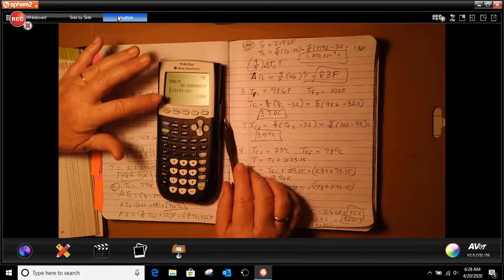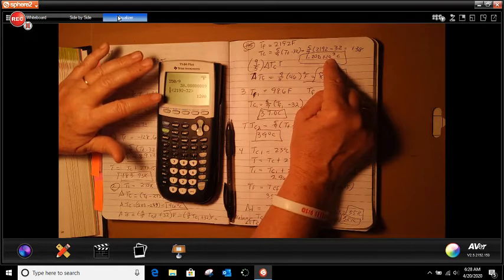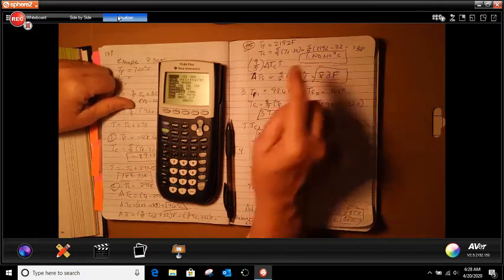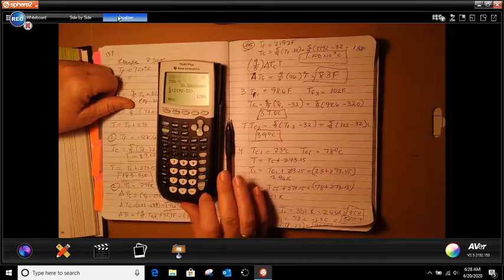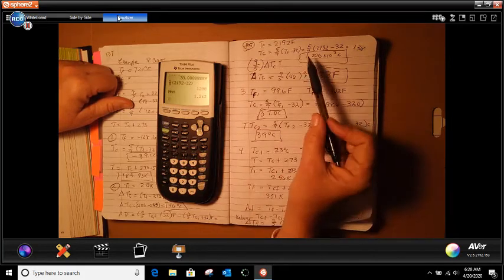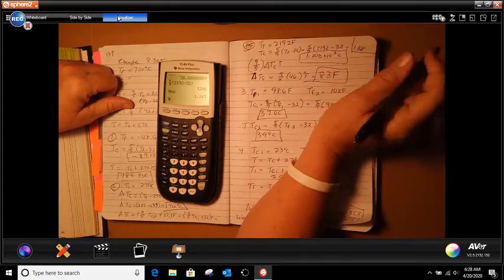1,200 is the answer. But since it's a very big number, we can also change it to scientific notation, and either one of them is acceptable. And that's where I get 1.00 times 10 to the 3rd power.